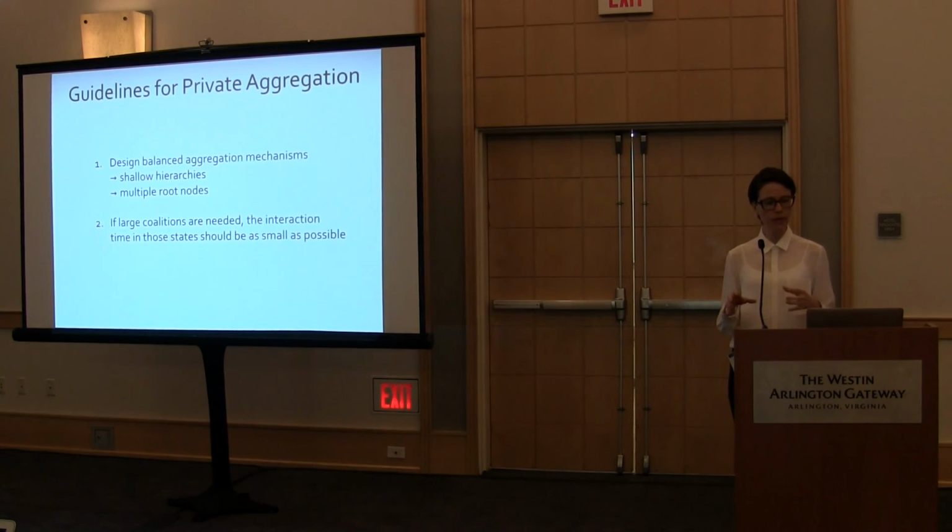And so just to summarize these conclusions into a couple of guidelines of how to create more private mechanisms, the first one would be that we should try to design balanced aggregation mechanisms, and we can do this by either creating more shallow hierarchies or, for example, by including multiple root nodes. And second, if we really do need unique or large aggregates, then it is better to reduce the interaction time spent in those large aggregates and try to make that as small or as brief as possible.